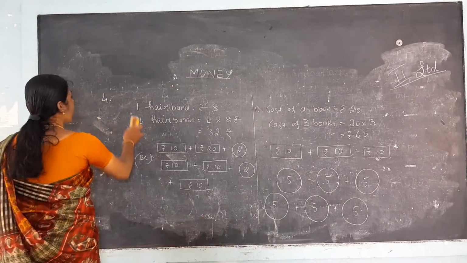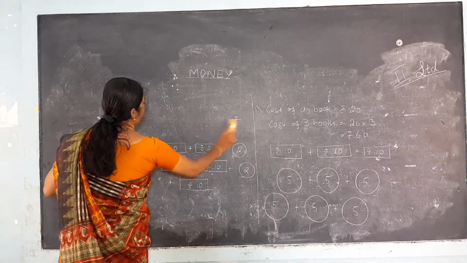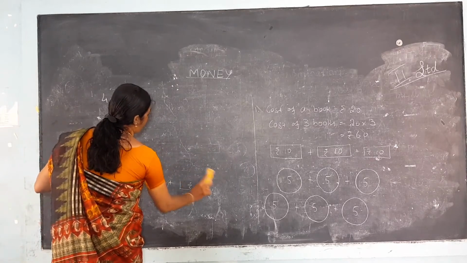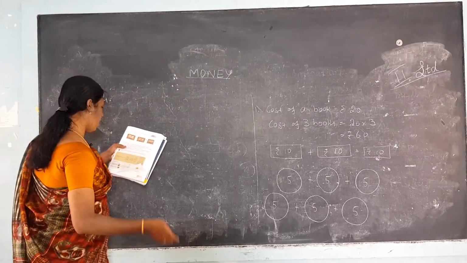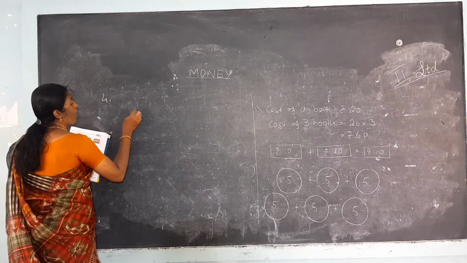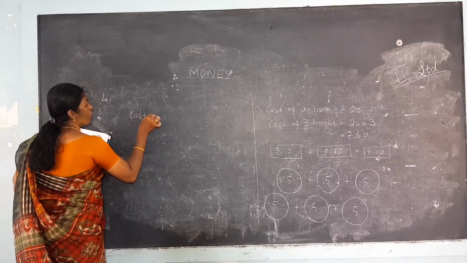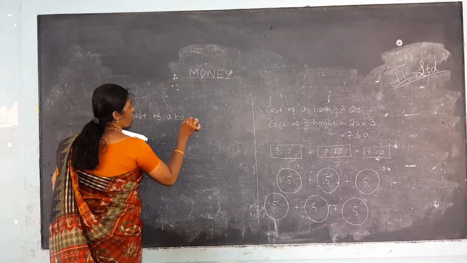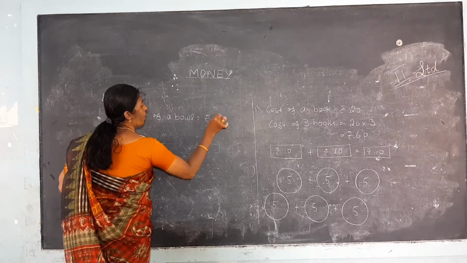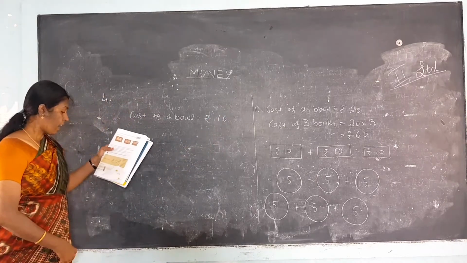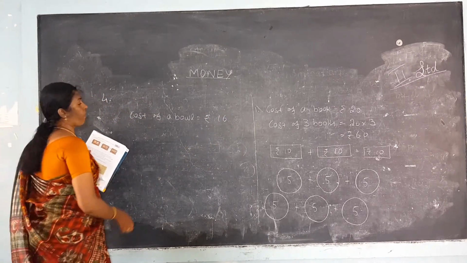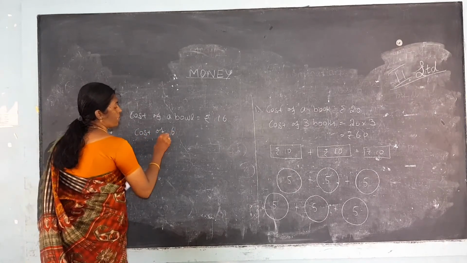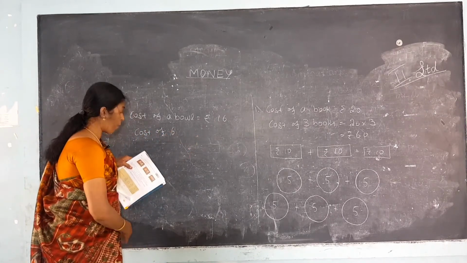Next you see the gulab jamun. How much is the cost of a bowl? That is the cost of a gulab jamun bowl, equal to 16 rupees. And here, how many items? Total number of items. Cost of 6 bowls, 6 packets of gulab jamun or anything.